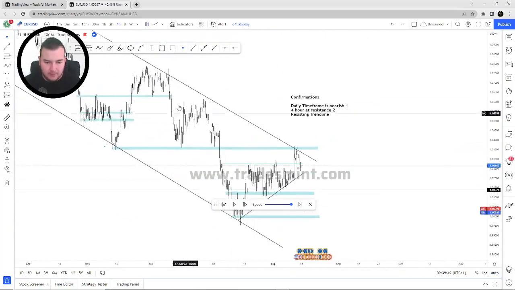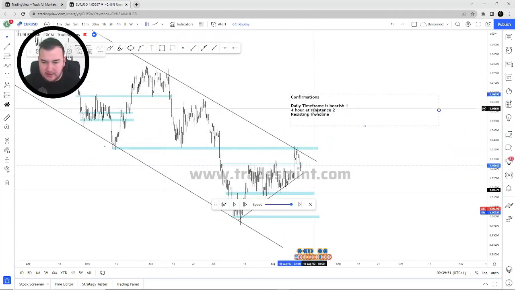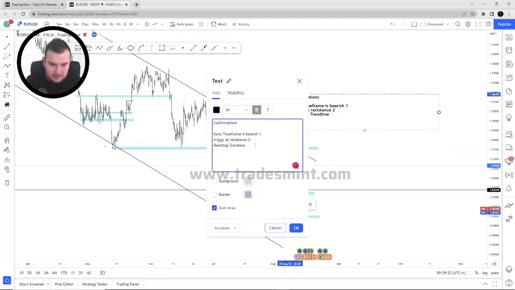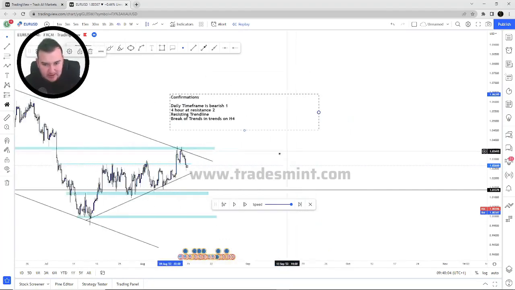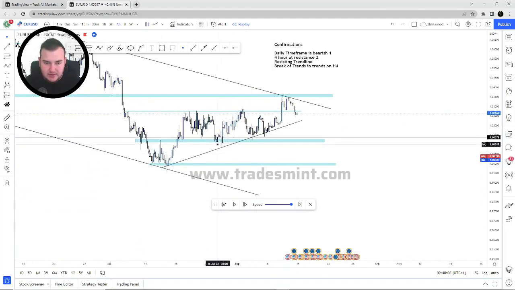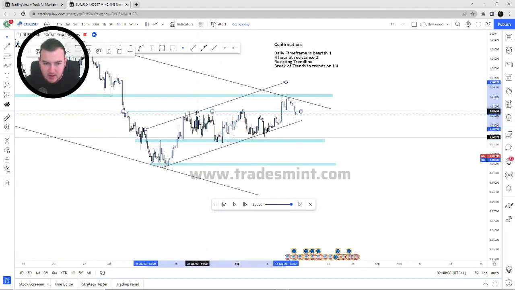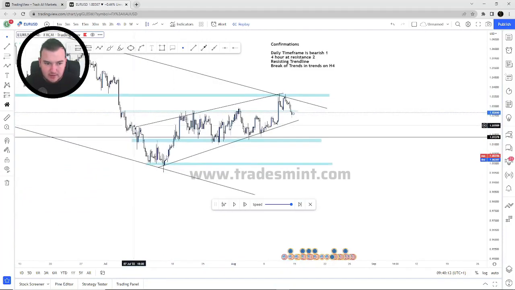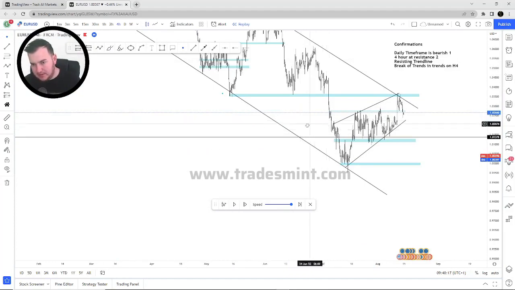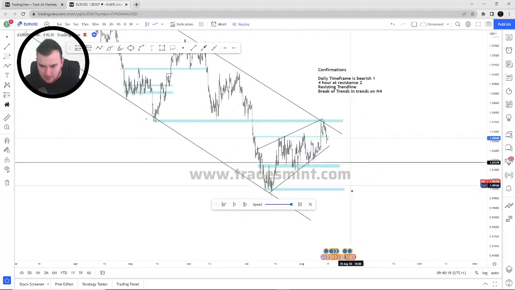Okay, so again, there's even another confirmation here. If we look at this, break of trends in trends on H4. Even if you don't catch the trade at this resistance level or at this resisting trend line, we have trends in trends. So this trend line that I've identified, we can place it at the top, and then we can fit it to the market. So this is where I say trends in trends: long-term sells, short-term buys, overall sells.